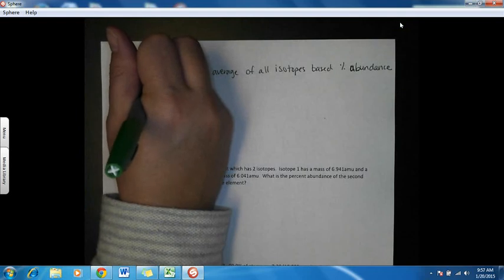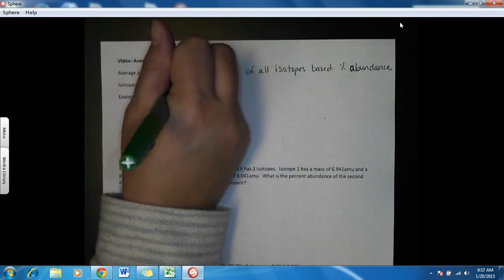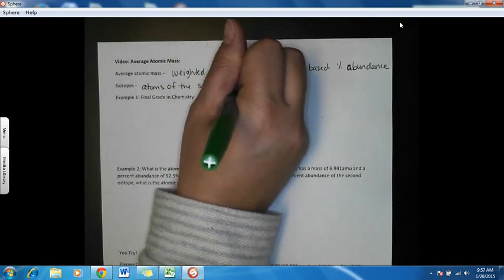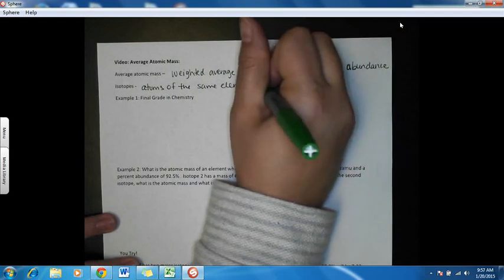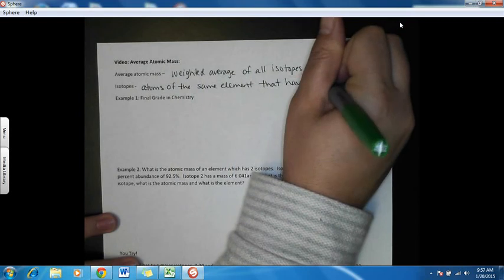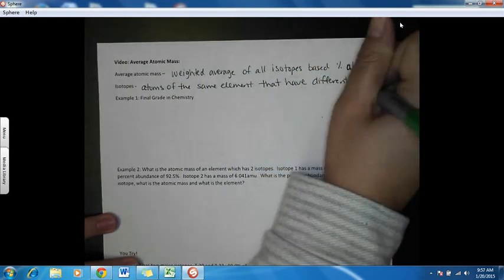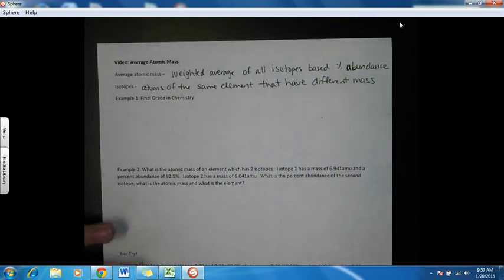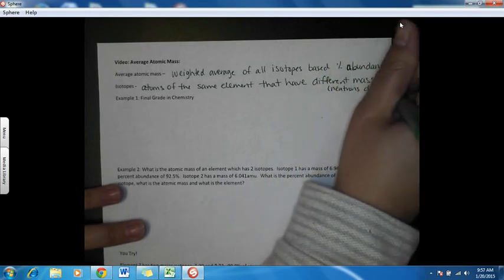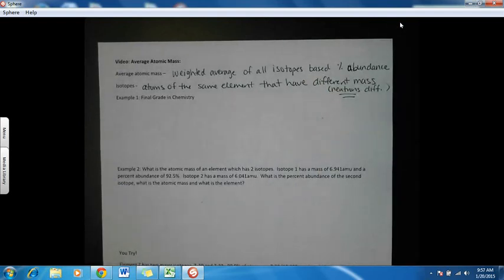Alright, so an isotope are atoms of the same element that have different mass numbers. So they have a different mass. And so if it's the same element, that means the protons are the same, but the thing that is different are the neutrons. Okay, the neutrons are what makes that different.